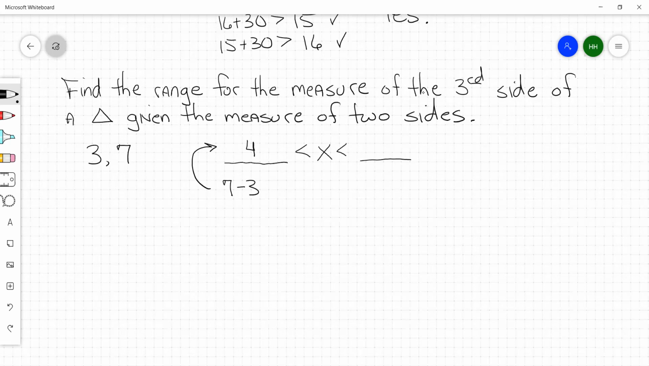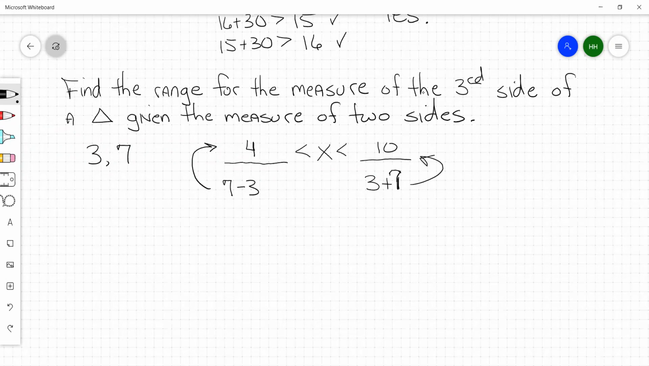That's to find the lower range of values for the third side of this triangle. To find the upper range of values, you take the two sides that are given and you add them together. And what's 3 plus 7? That's 10. So the range of values for the third side of this triangle is greater than 4 and less than 10.